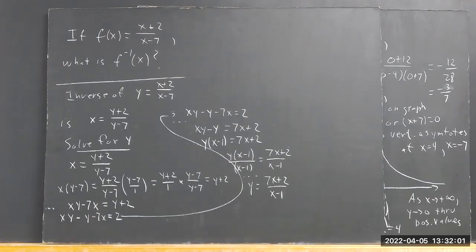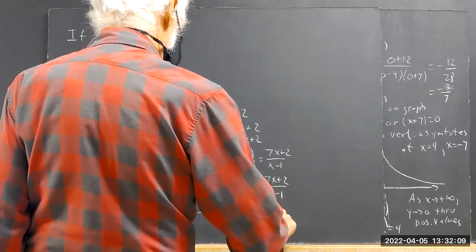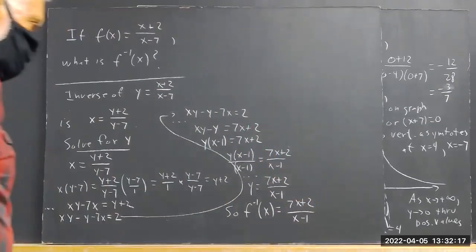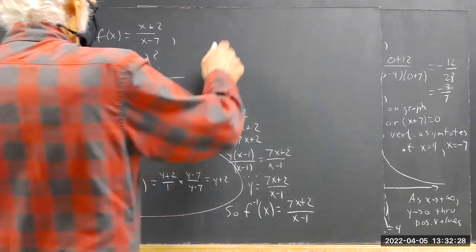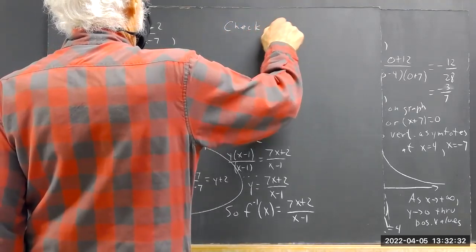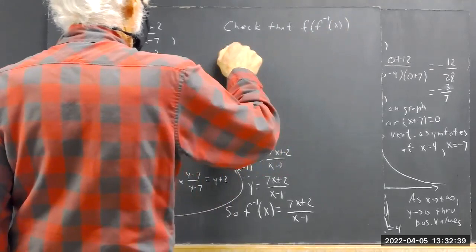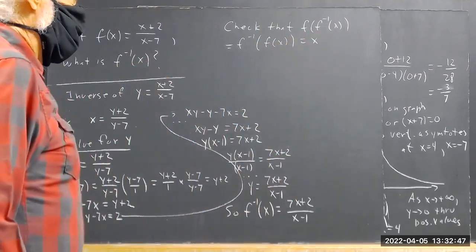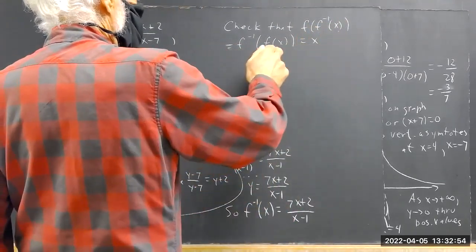So your inverse function is 7x plus 2 over x minus 1. We want to check to see if this is an inverse. Check that each function undoes the other. In other words, if you apply f to f inverse of x, it's the same as f inverse applied to f of x.